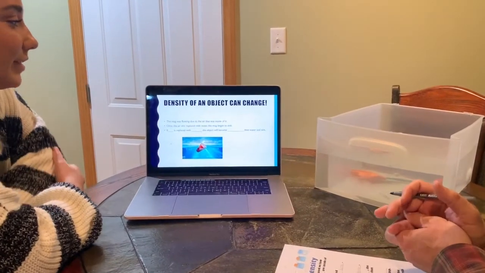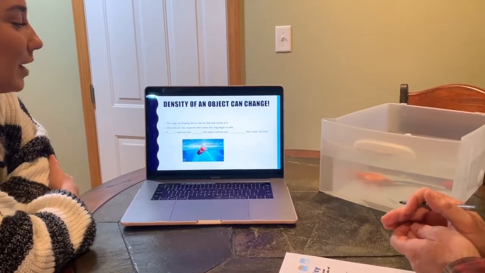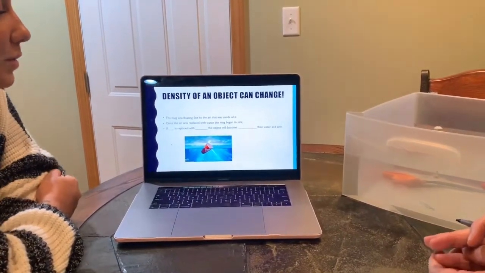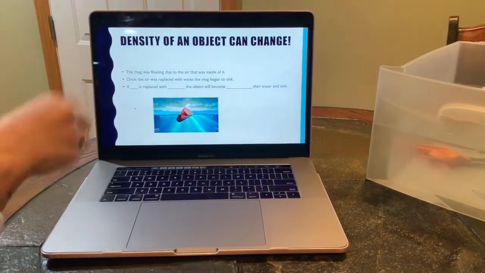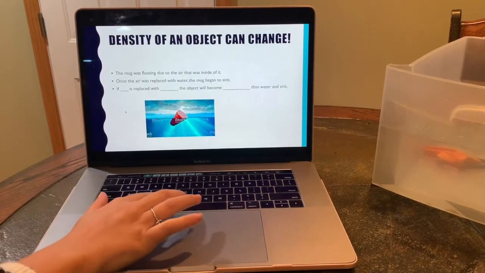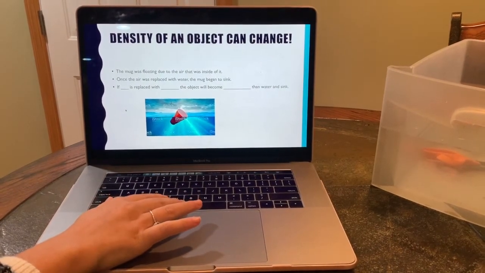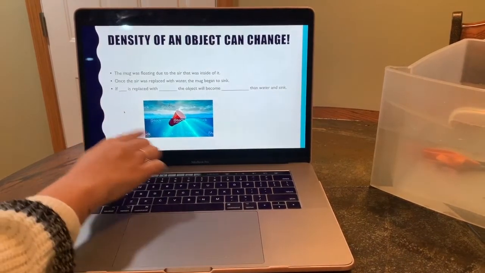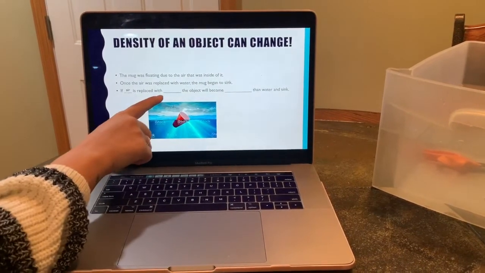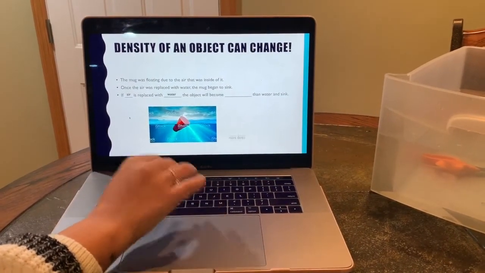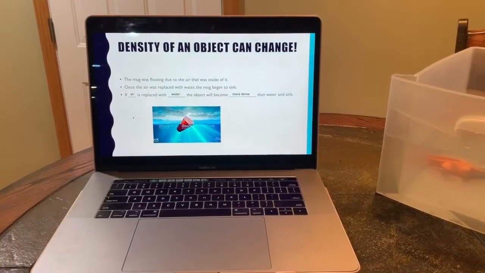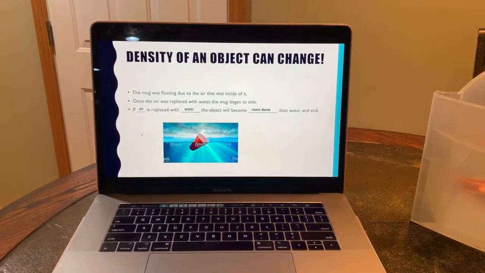So the density of an object can change. Do you remember how the mug was floating? It was floating because it had air inside of it. And then we saw the water start to seep in and replace that air, so it began to sink. So if air is replaced with water, the object will become more dense, more dense than water, and sink. Good job.